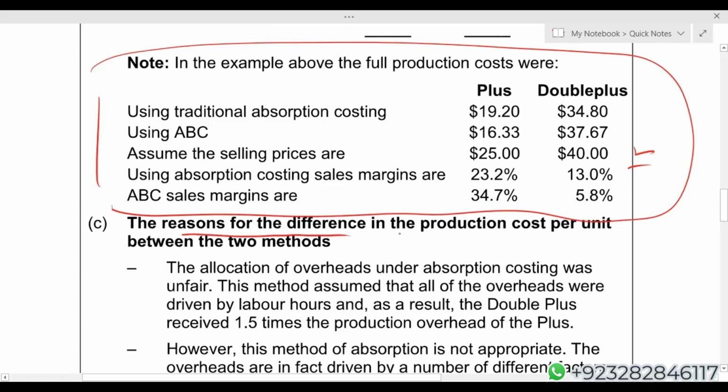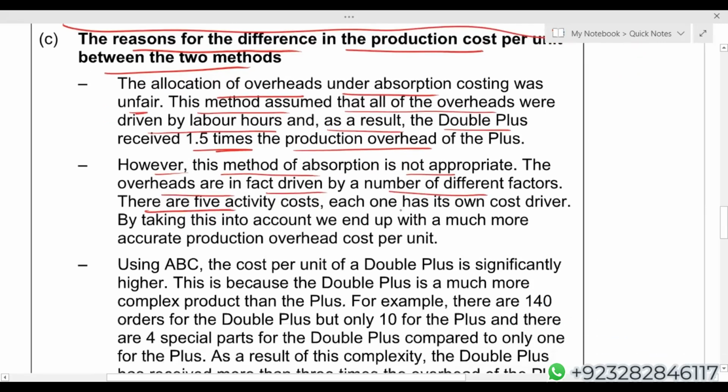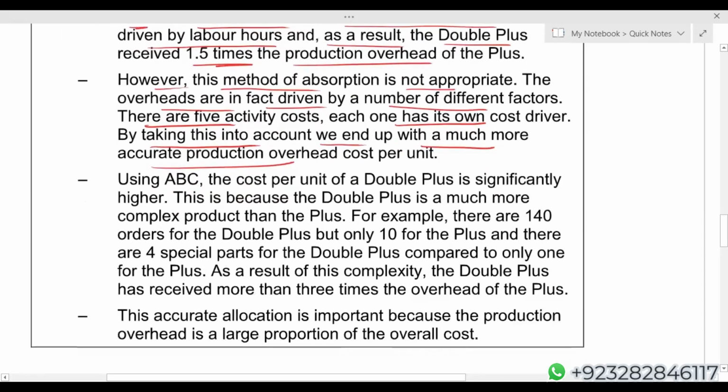The reason for differences in the production cost per unit between the two methods: the allocation of overheads under absorption costing was unfair. This method assumes that all of the overheads were driven by labor hours. As a result, the double plus received 1.5 times the production overhead of the plus. However, this method of absorption is not appropriate. The overheads are in fact driven by a number of different factors. There are 5 activity costs, each with its own cost driver. By taking this into account, we end up with a much more accurate production overhead cost per unit.